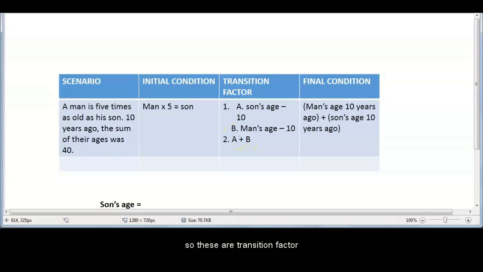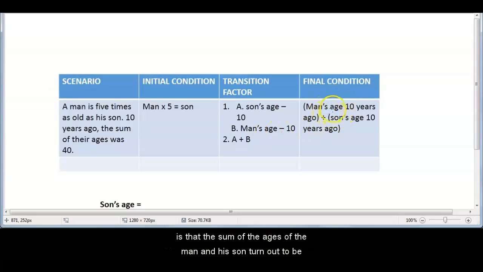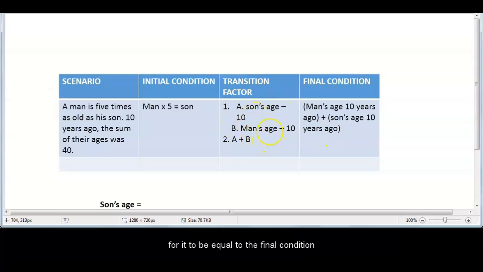So these are transition factors. These are the actions performed on the ages of the man and his son to change their state from the initial to final. The final condition is that the sum of the ages of the man and his son turn out to be 40. So the conclusion was that an action has to be performed on the initial condition, which is this, for it to be equal to the final condition, this.